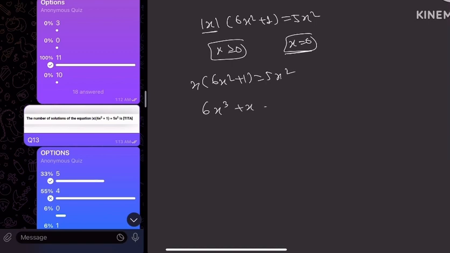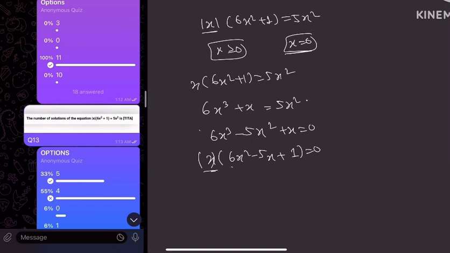6x cube plus x equal to 5x square. Now bring all the terms here: 6x cube minus 5x square plus x equal to 0. Take x common: x times (6x square minus 5x plus 1) equal to 0. From here two cases, either this is 0 or this is 0. So one case is x equal to 0, one root we got. Other case, 6x square minus 5x plus 1 equal to 0.